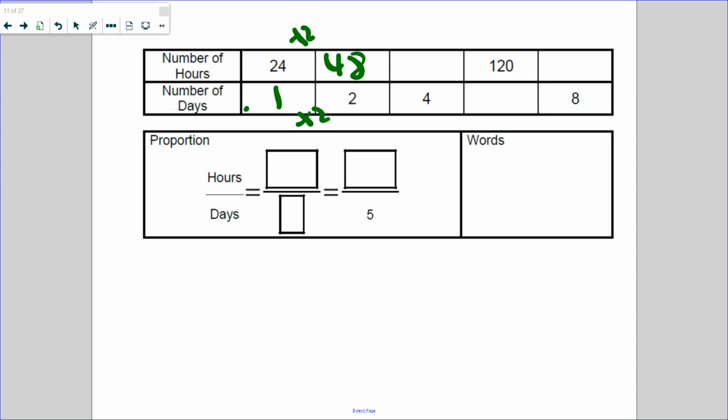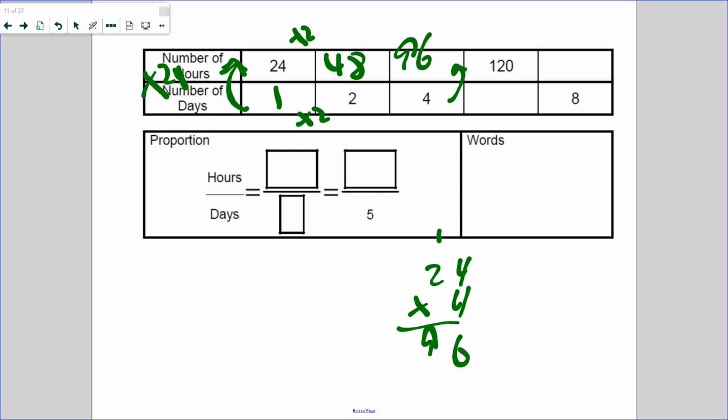So I could do, how do you build 1 day to 24 hours? Times 24. 2 times 24 is 48. Let me say it one more time. How do you build 1 day to 24 hours? Times 24. 2 times 24 is 48. 4 times 24 is 96.